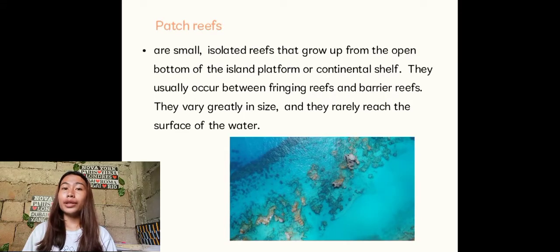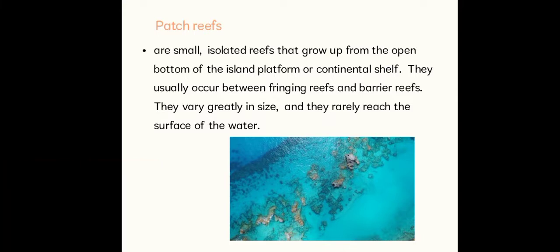Next, patch reefs. These are small isolated reefs that grow up from the open bottom of the island platform or continental shelf. They usually occur between fringing reefs and barrier reefs. They vary greatly in size and they rarely reach the surface of the water. Patch reefs are formed on rocky or fossilized coral outcroppings in 10 to 20 feet of water. As the corals grow, they grow upward and outward, and each polyp needs to move upward and outward as well. This occurs by laying down more calcium carbonate under themselves.